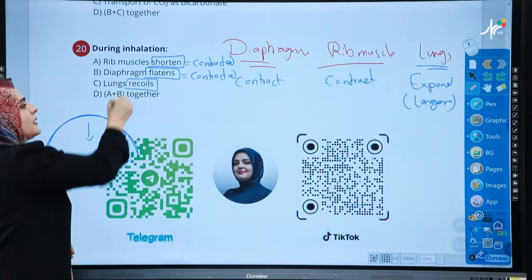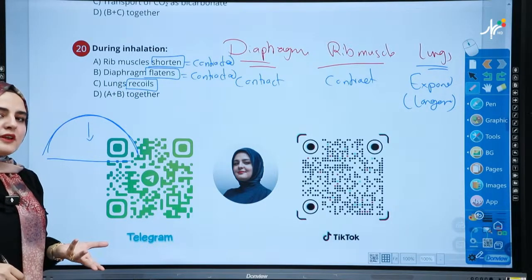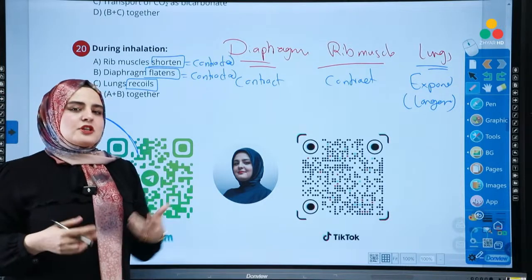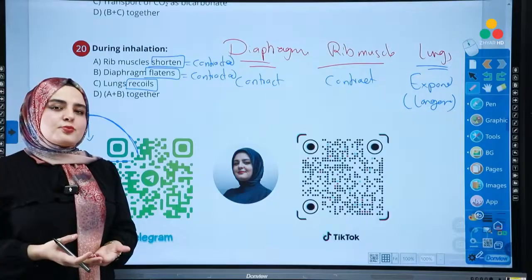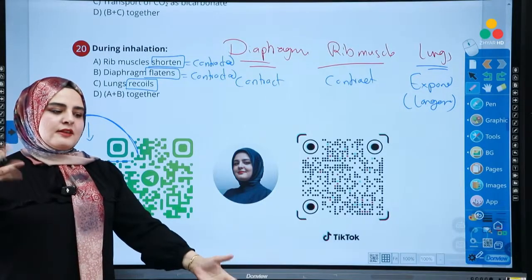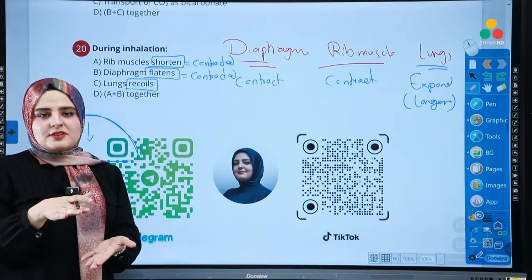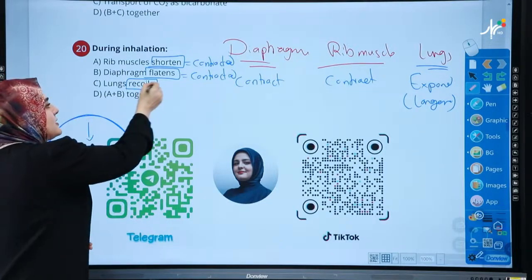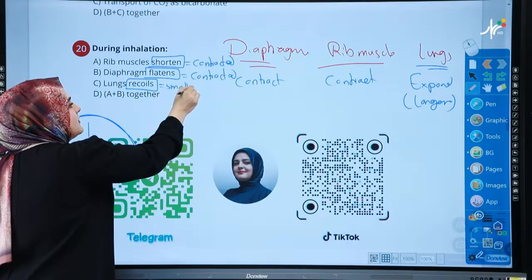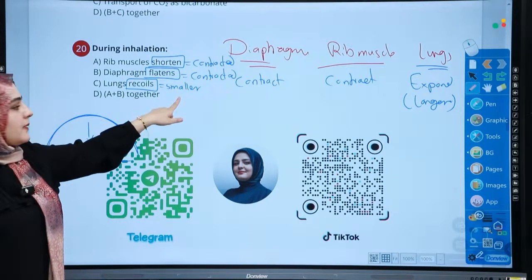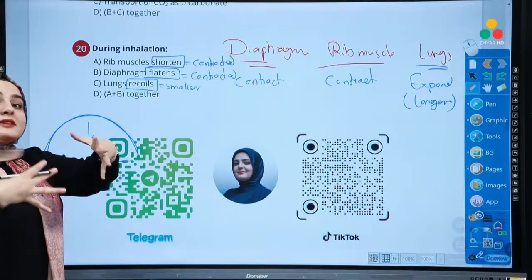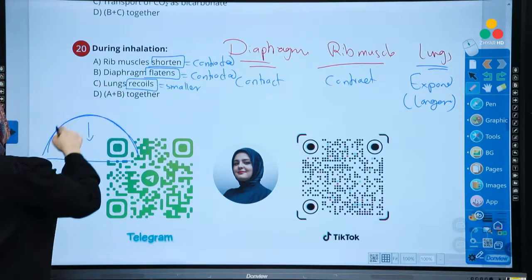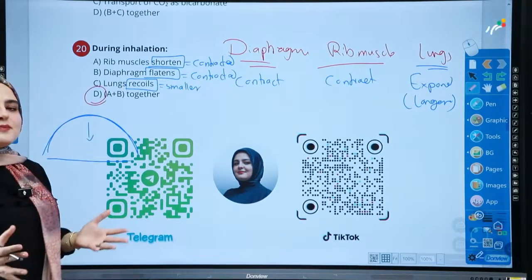As for lungs, recoiling is not a word usually used here. It's larger or smaller. Let me bring it back, we will freshen up your memory. Recoil, we use it for a spring. When you extend the spring and then you leave it and it gets shorter, we say what? It's recoiled back to its original state. So it actually means smaller. Is that correct? No. During inhalation, lungs expand. So it's the opposite of what we said. The first two are right. This one is wrong. Answer is D.